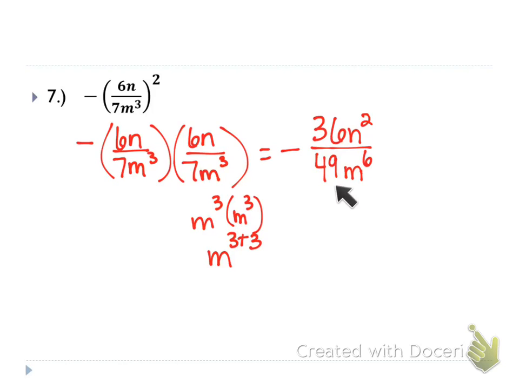Now here at the end, is there anything I can reduce or cancel? Still no. If I couldn't reduce anything in the beginning, I probably can't reduce anything at the end. Make sure you're keeping track of that negative sign that's out in front. It was not part of what was getting squared, so it stays negative.